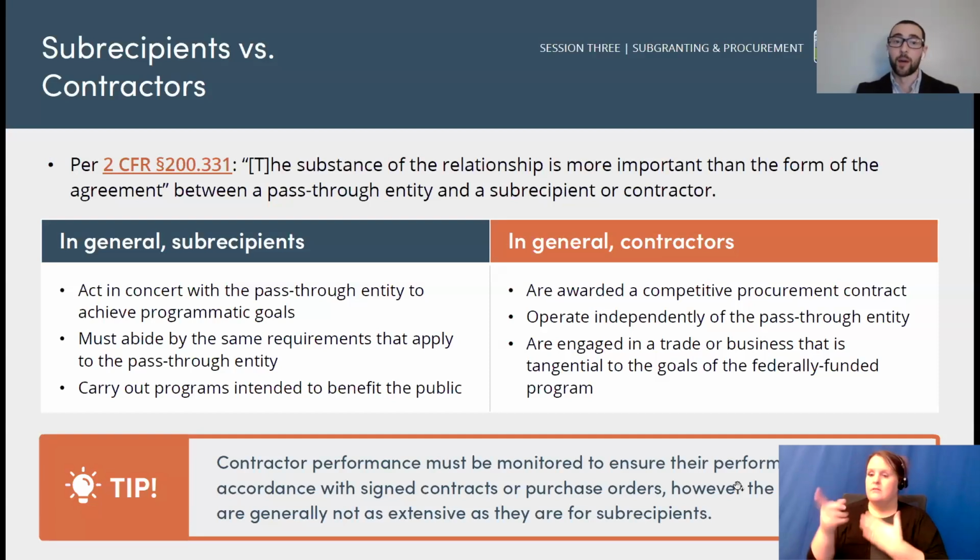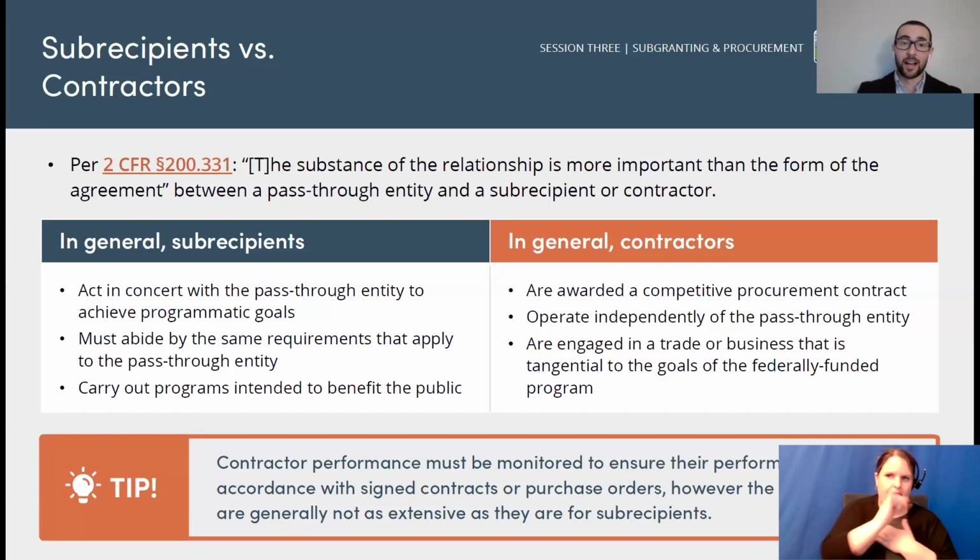They have to abide by the same requirements as the pass-through entity. And in general, they carry out programs that are intended to benefit the public. Whereas contractors are awarded a competitive procurement contract, right? They operate independently of the pass-through entity. And the trade or business that they're engaged in is kind of tangential, right? It's an auxiliary goal to the federally funded program. So it's not the primary goal. Maybe they're constructing a building of some sort, but that's not the main goal of the federally funded program.